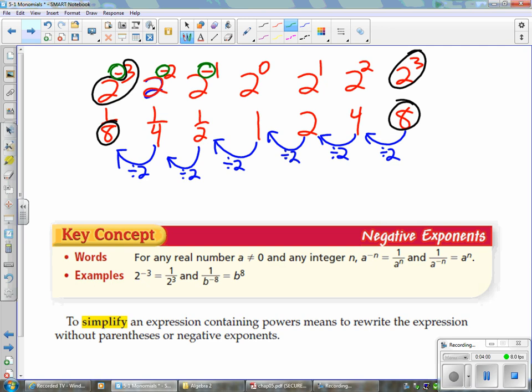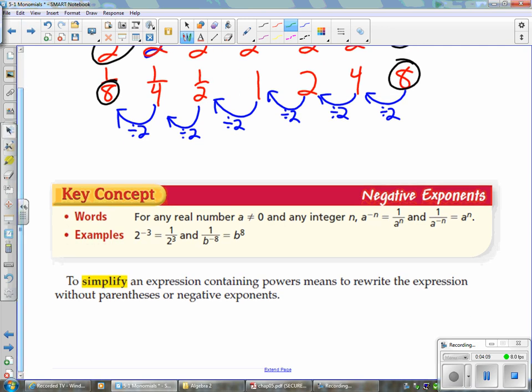So you can actually do these separately. You can say, okay, 2 to the 3rd is an 8. With the negative in the exponent, it's going to be 1/8. So here's the key concept. For any real number a, when a is not 0, and any integer n, a to the -n is the same thing as 1 over a to the n. Likewise, what if it starts out on the bottom? 1 over a to the -n, then that negative is going to reciprocal it, which is going to bring it back up to the top. It's like having it over 1. So that's what this negative sign does.